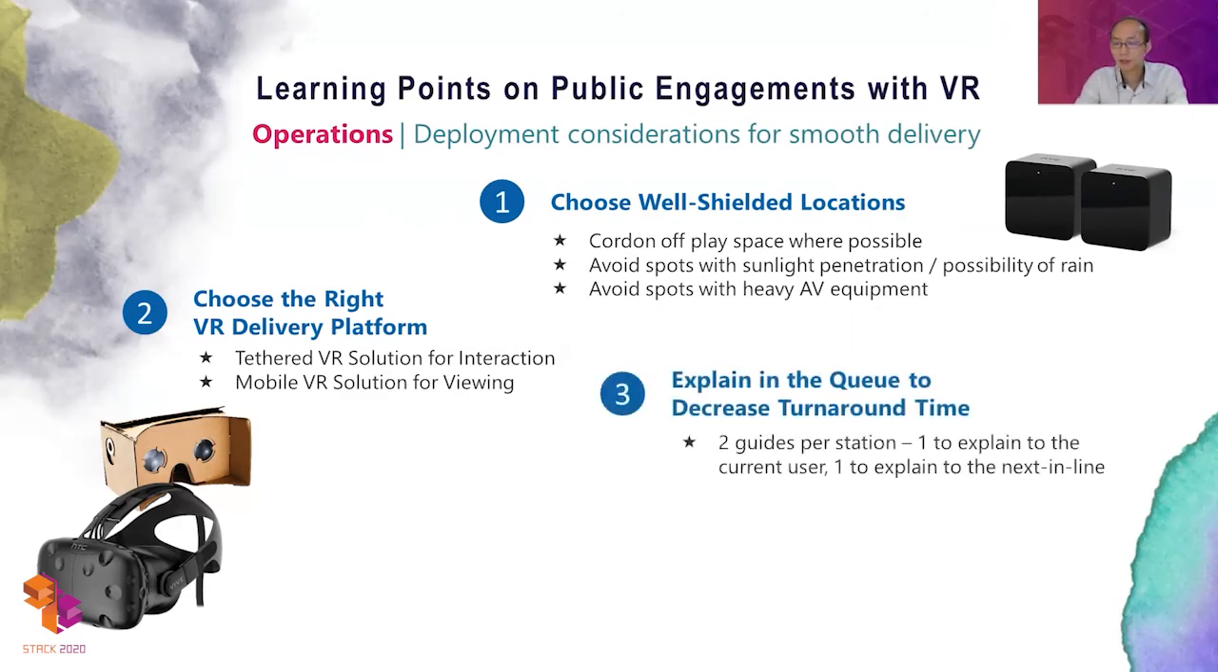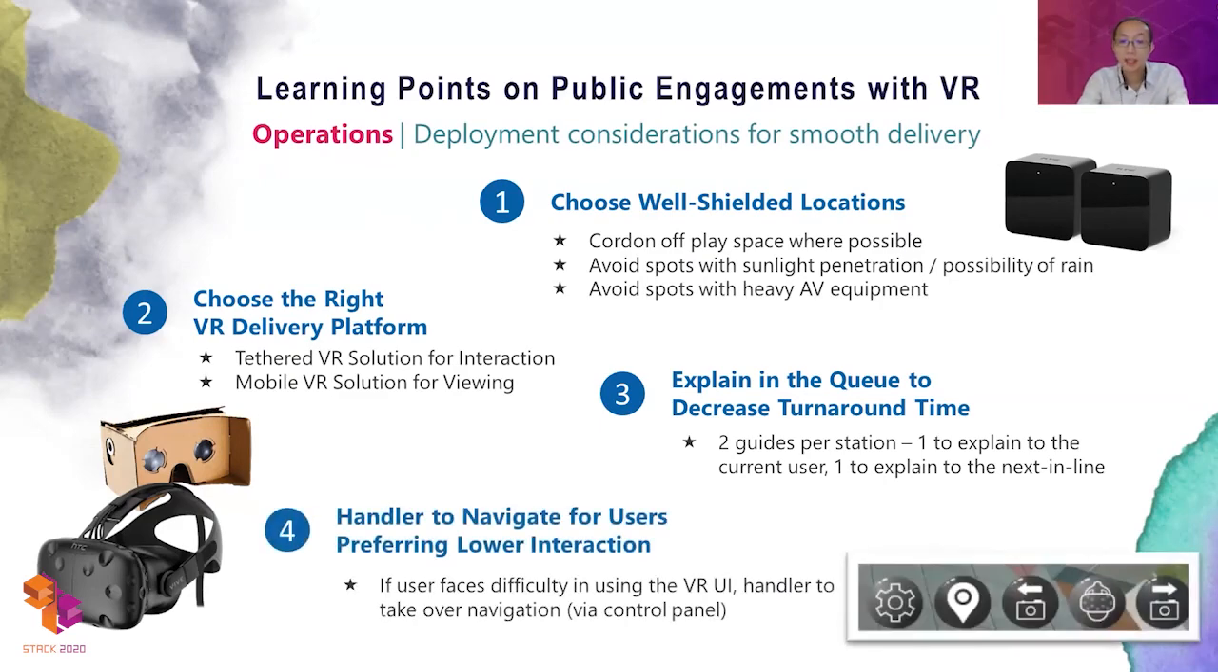Thirdly, it's about decreasing the turnaround time. Because as mentioned earlier, VR is actually consumed by a single person at any one time. So it's really important that we decrease the turnaround time to increase throughput. And we have found that what is particularly helpful is to have at least two guides stationed at each station. One to explain to the current user of the VR equipment, and the other to explain what to expect to the person next in line.